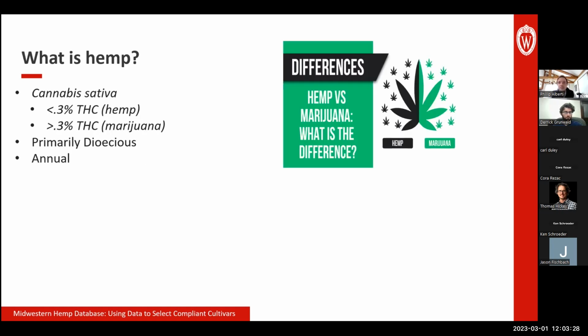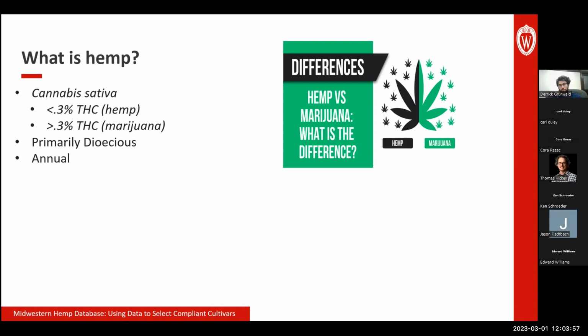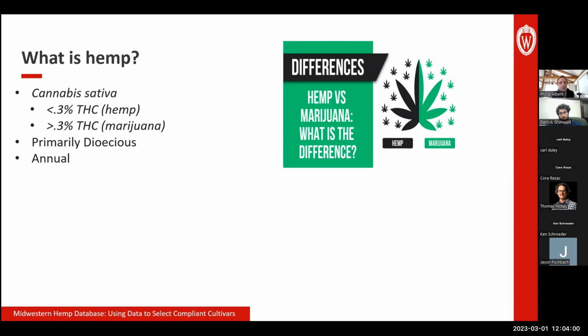First things first is to discuss what hemp is and the differences between hemp and marijuana. Cannabis sativa is both hemp and marijuana. The only difference between the two is the amount of THC, the psychoactive cannabinoid, that can be found in the plant. If it's below 0.3% THC, it's considered to be hemp. If it's above that 0.3% THC level, it's considered to be marijuana. So really the distinction is a chemical one. They are the same plant, and one day the plant could be considered hemp, and the next day in that field it could be marijuana if those levels exceed 0.3%. So it's very important to understand that distinction.